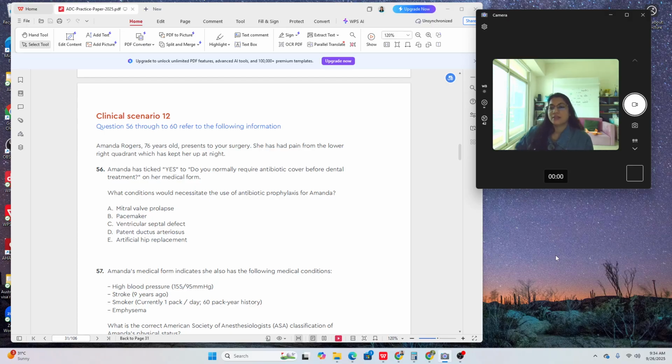Amanda Rogers, 76-year-old, 76, wow. Presents to your surgery, she has had pain from the lower right quadrant, which has kept her up at night. So it's a severe pain. If somebody is waking you up in the night and keeping you in pain, it's a severe pain. So now, what conditions would necessitate the use of antibiotic prophylaxis for Amanda?